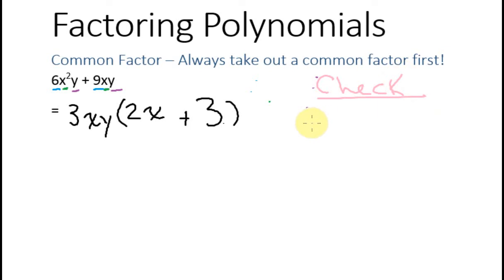So 3 times 2, so I'm going to do this first. 3 times 2 is 6, x times x is x squared times y. 3xy times 3 is 9xy. And that is what we wanted. It's equal to the line above. Check. It's very easy to make a mistake, but it only takes a moment to double check.